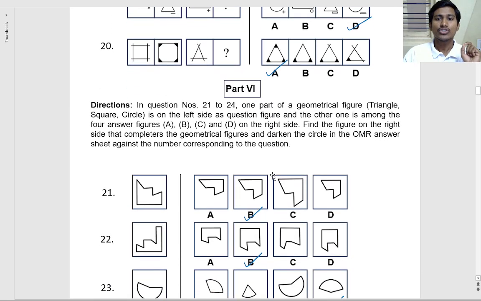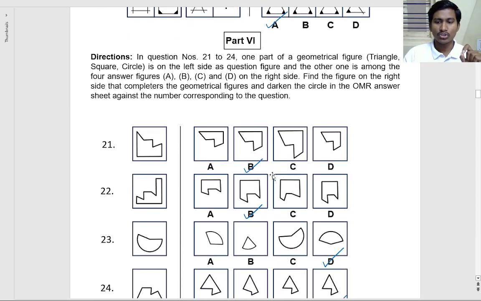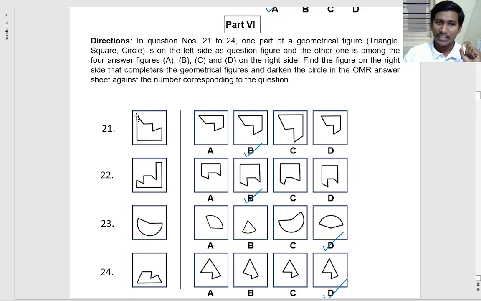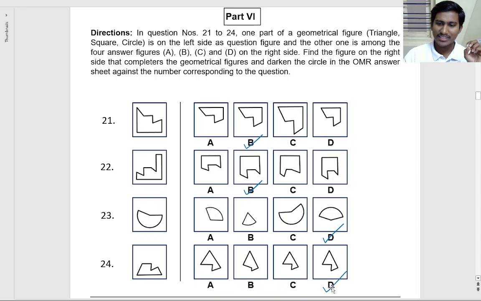That is geometrical figure completion. We have to complete the figure, that is square, triangle and circle. Here we have to complete the square, so B is the answer here. 22 is B, 23 is D, and 24 is D. Don't be confused by C, because if you see, the line is slanting and going inside, so that is why that is not the answer. D is the answer here.